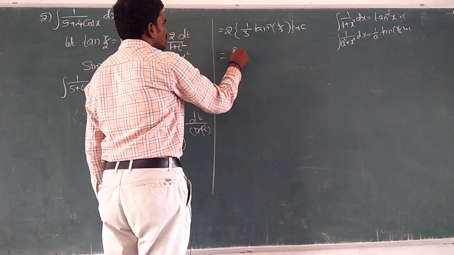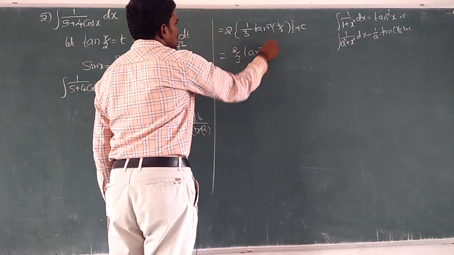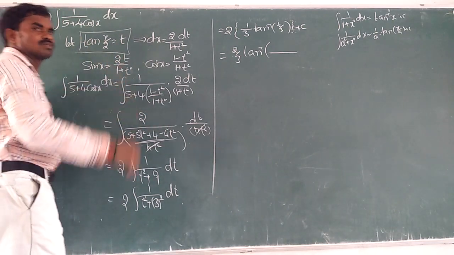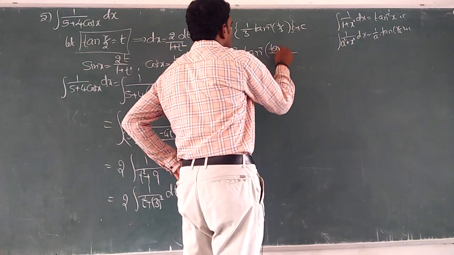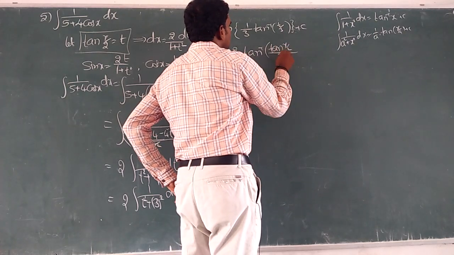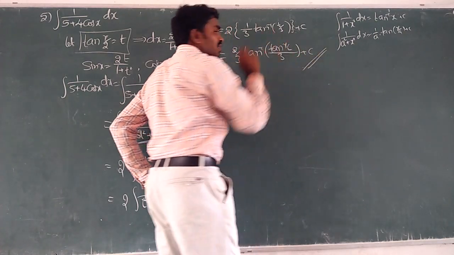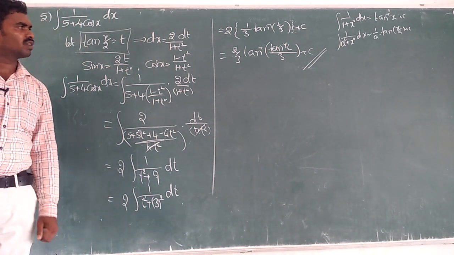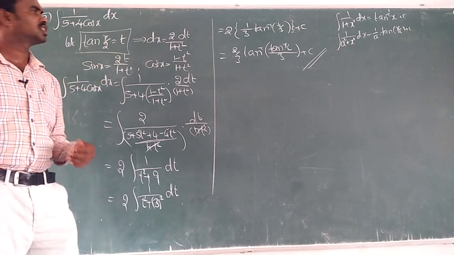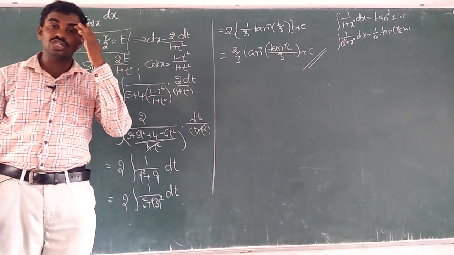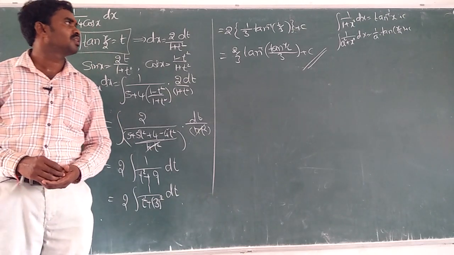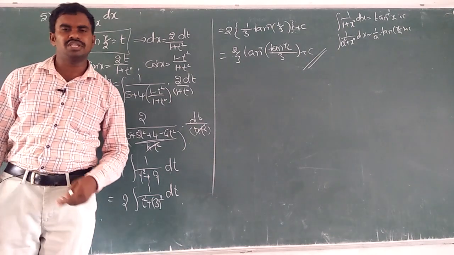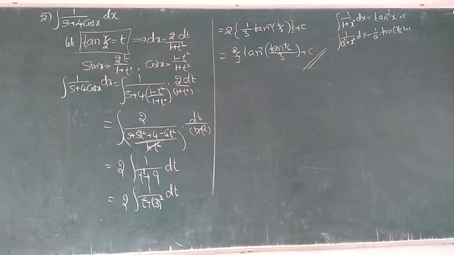So 2 into 1 by 3 is 2 by 3 tan inverse t by 3. T means tan x by 2. So 2 by 3 tan inverse of tan x by 2 by 3. Thus this is the answer of the given question. Very simple one. Okay. Similarly, let us take one more question. I had given these problems in the previous part, but many of you are asking about those problems. That's why in this part I am teaching those problems. Okay. Let's take the next one.